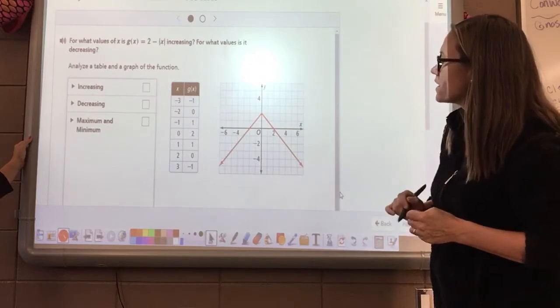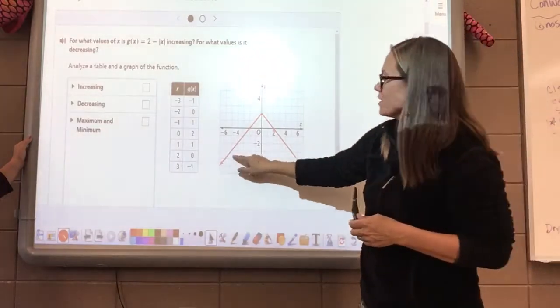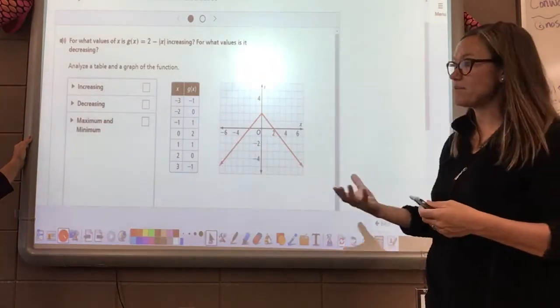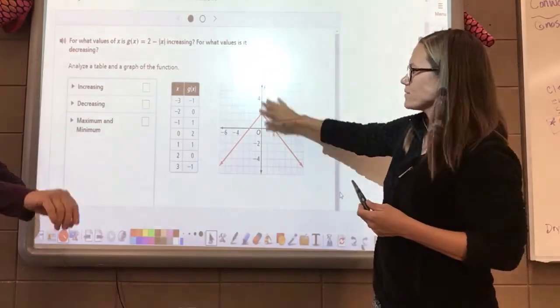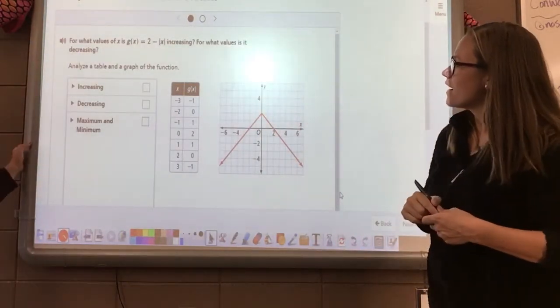Get rid of those arrows. And so we can see this V shape. It's very, very characteristic of an absolute value graph. You could throw it into decimals, but they have it here, so why would you do that?